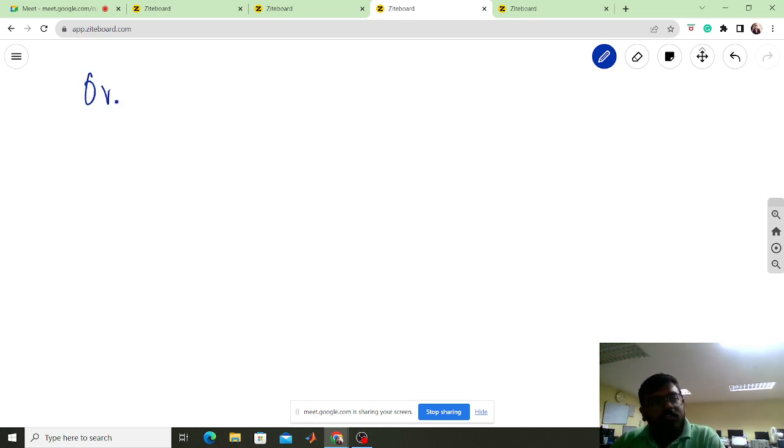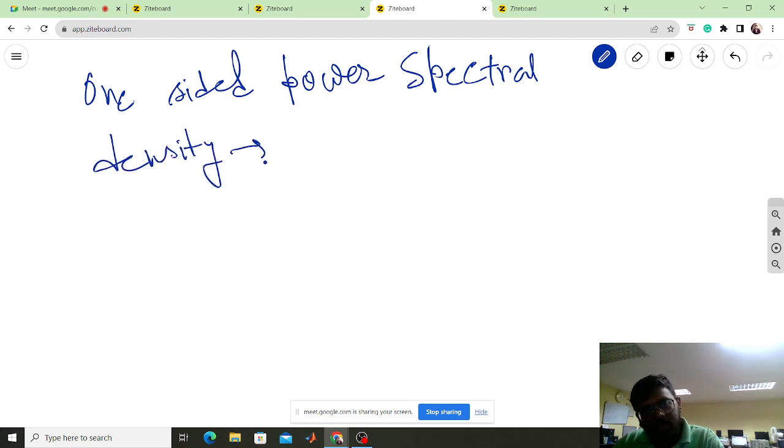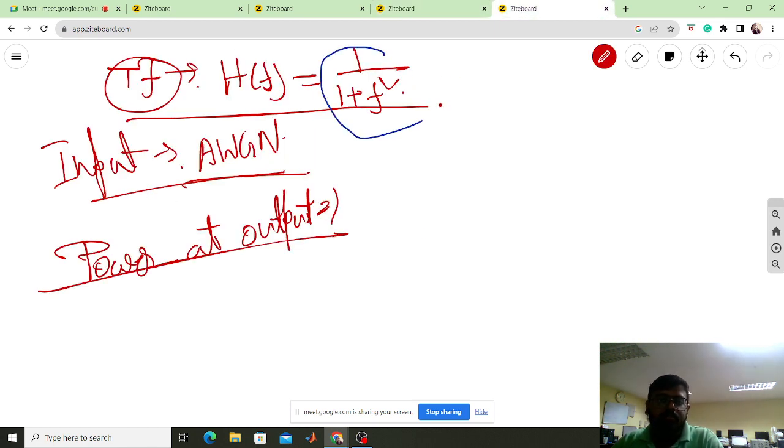So the one-sided power spectral density, suppose this is N naught, and then this is given that 1 by 1 plus f square for one-sided.